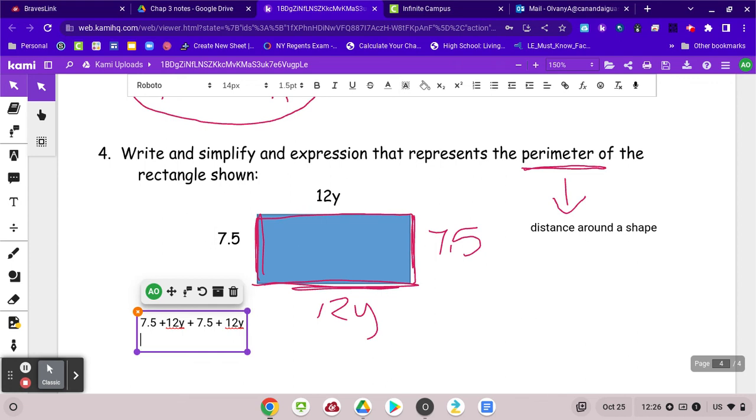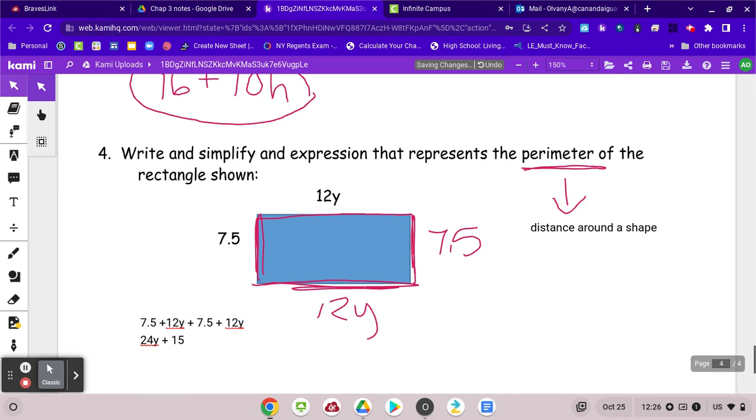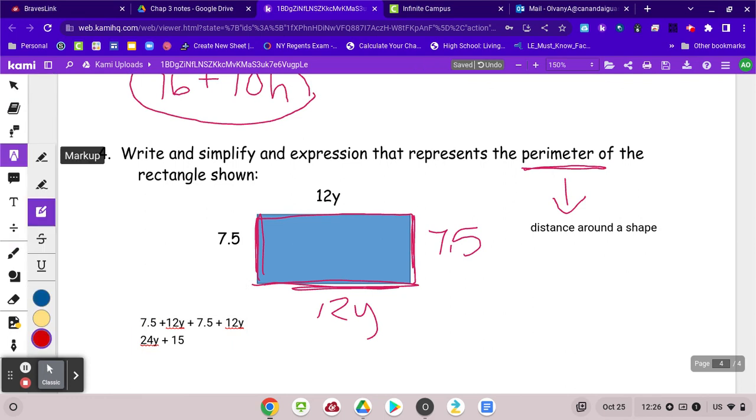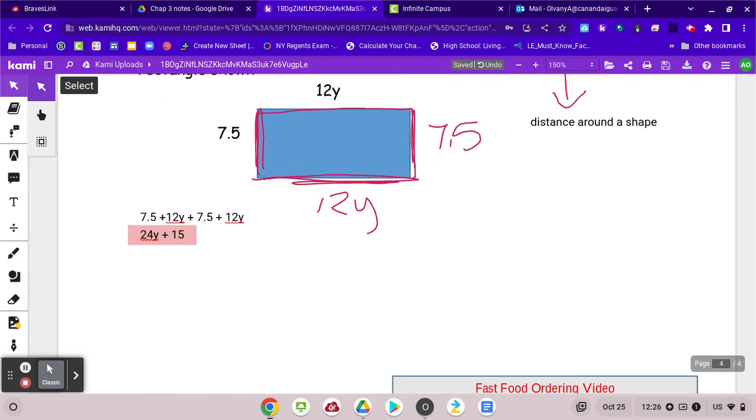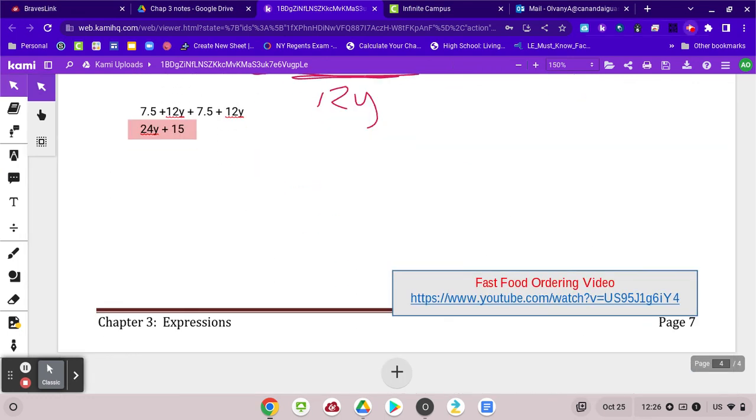We're going to put like terms together to get 24y plus 15. And that is our simplified expression right here. 24y plus 15 represents the perimeter of this shape. That's lesson 2.